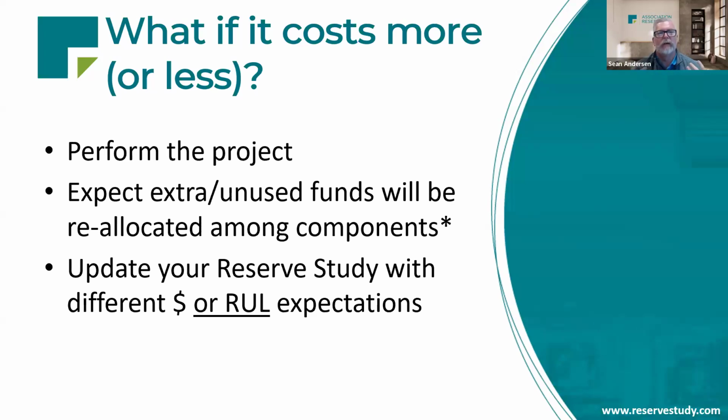No. Number one, these are rough estimates. We try to get as close as possible, but they're just estimates. Perform the project. It is a common area asset. It passes the three-part test. Perform the project. Spend the money. Expect funds to be reallocated as they need to be, and update the reserve study going forward with, hey, it actually cost us $7,000 to replace that pool heater.